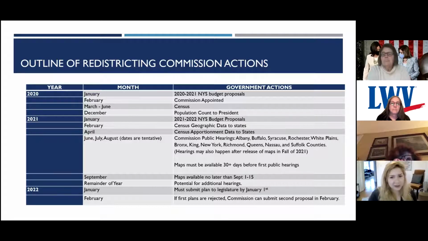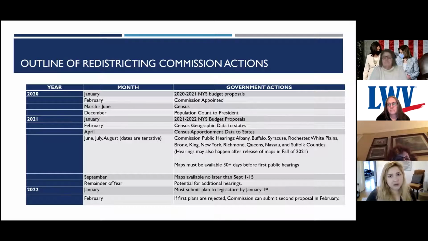Yes, it is. And I waited this long to break the news to you all that even though this is an independent commission, even though they're appointed by the legislature, the legislature has the final say. So the legislature will ultimately give the maps the thumbs up or the thumbs down. And then the governor also gets to give the maps the thumbs up or thumbs down if he decides to veto them. So their first set of plans are due to the legislature on January 1st of 2022.